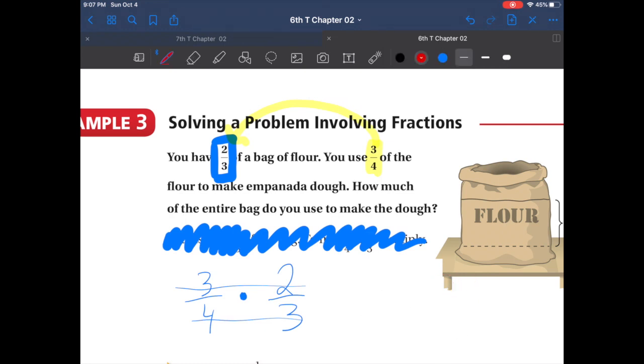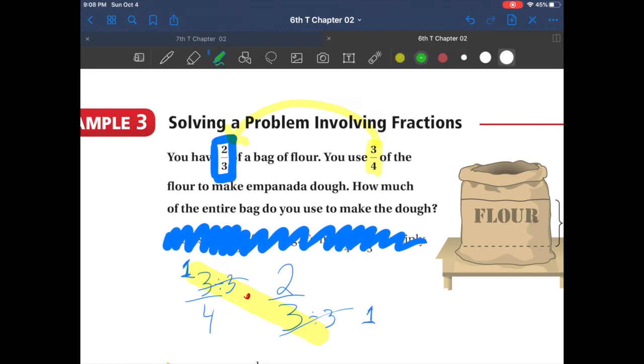do it the fast way, and I can simplify beforehand, right? So what number goes into 3 and 3? Well, I know 3 goes into both of them, right? Oh, let's make that bigger. Maybe even bigger. Like that. So what number goes into 3? Well, 3, right? So let's divide by 3. Divide by 3. 3 divided by 3 is 1.